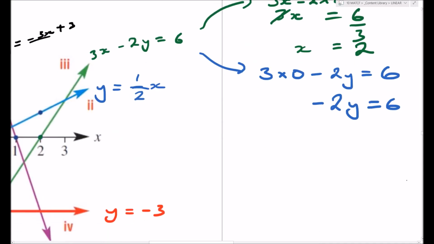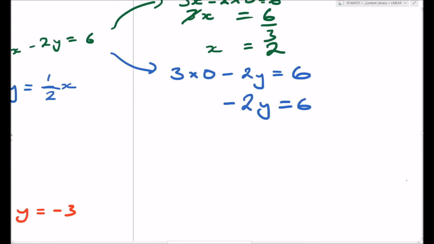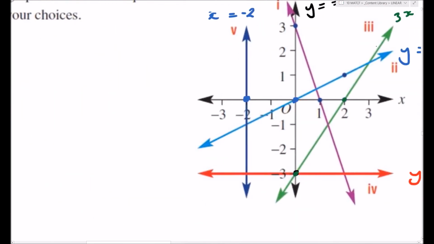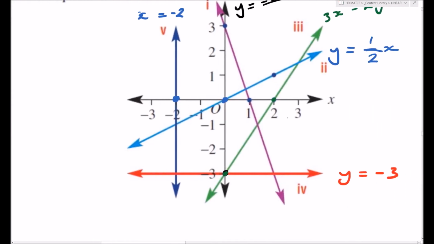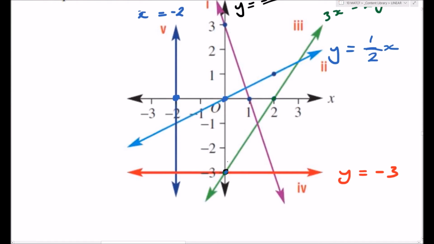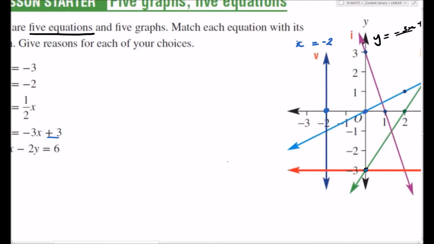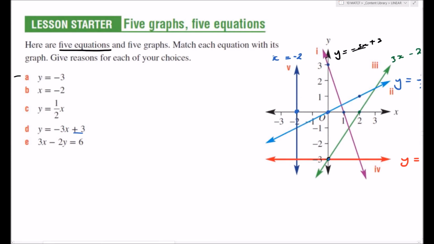Okay, and then from there, solve for y. This negative 2 is a times, so when you get rid of it here, it becomes a divide by negative 2. So y equals negative 3. The y-intercept is negative 3, and that makes sense. You can see that the green line hits the negative 3 on the y-axis there. Hopefully that's given you a good understanding of how the lines and these equations actually relate to one another.